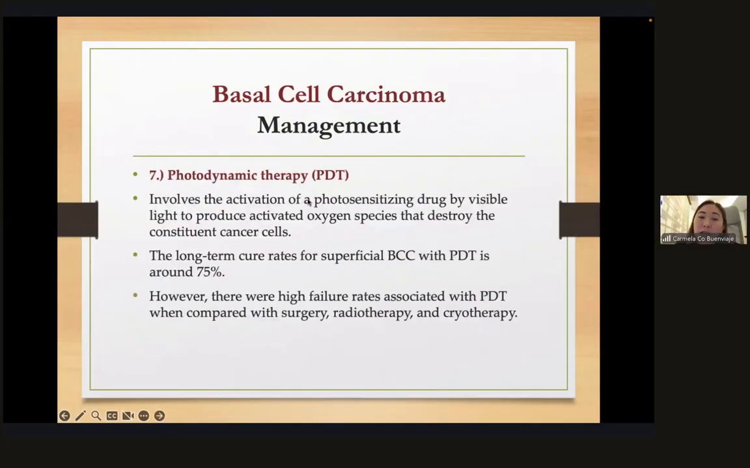Next would be photodynamic therapy. It involves activation of a photosensitizing drug by visible light to produce activated oxygen species that destroy the constituent cancer cells. So the long-term cure rate for superficial BCC is around 75%. However, there were high failure rates associated with this when compared to other modalities.